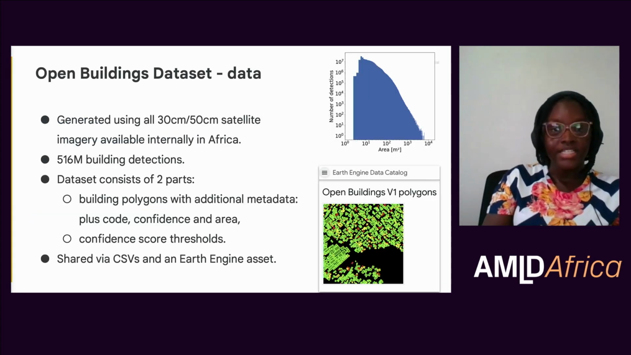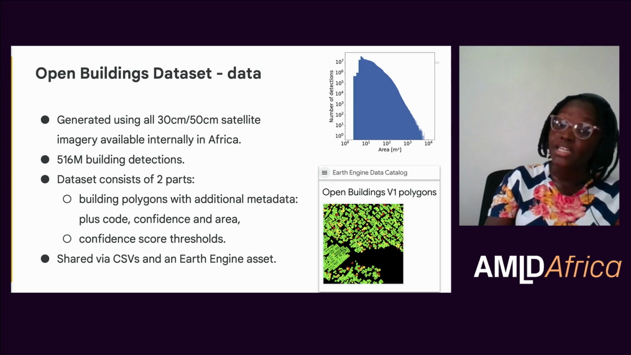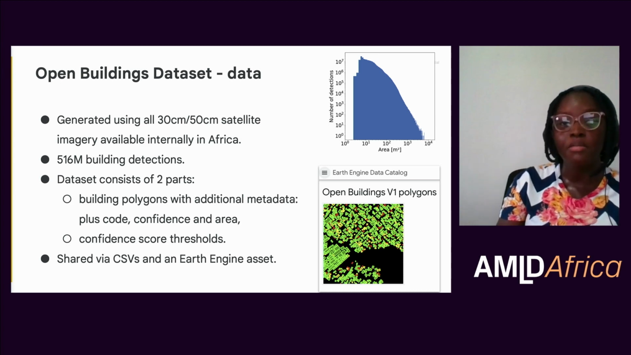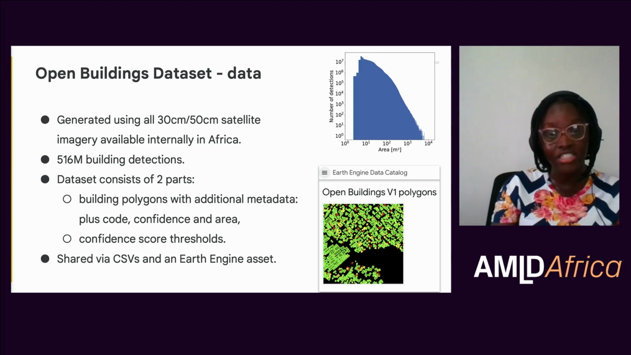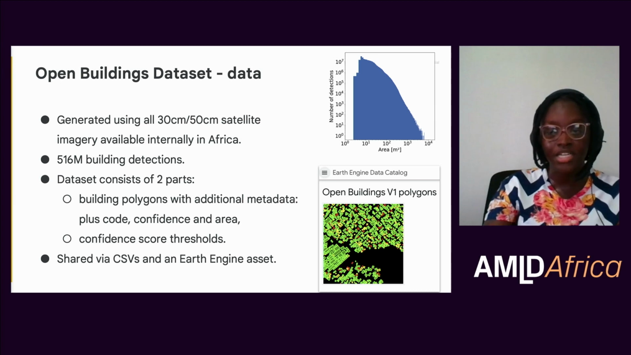A brief description of this dataset: we use 30 centimeter or 50 centimeter satellite imagery to generate these datasets from the building detector model we built. We have in total about 516 million building detections. This is after deduplication. And the dataset has polygons with metadata, confidence scores, and thresholds. And the ways you can access them are described in detail on the microsite that houses the dataset.